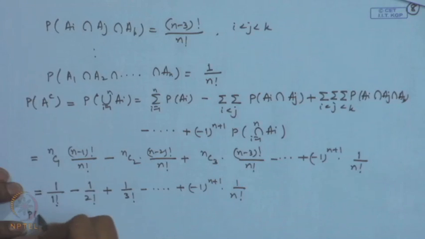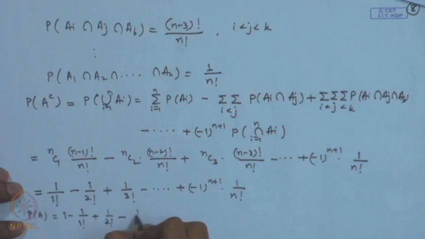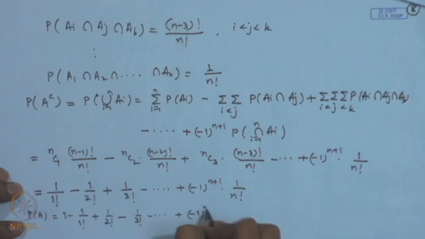So, probability of A is nothing but 1 minus this. So, 1 minus 1 by 1 factorial plus 1 by 2 factorial minus 1 by 3 factorial, and so on, minus 1 to the power n, 1 by n factorial.